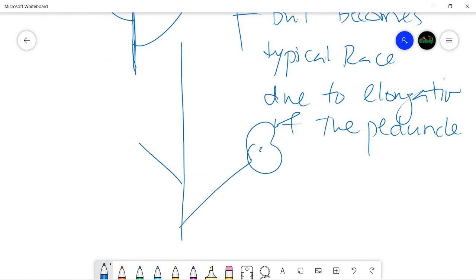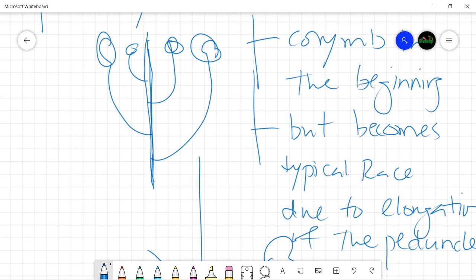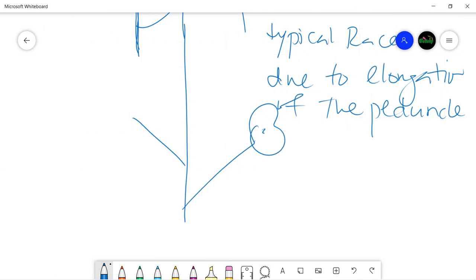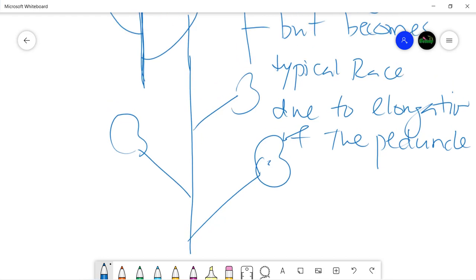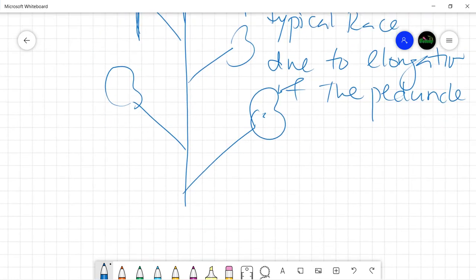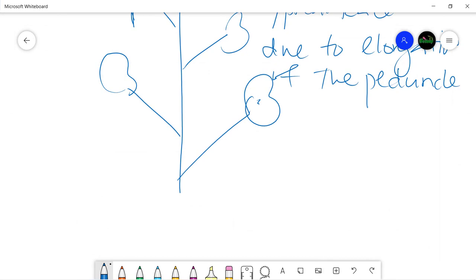Now since the floral axis or the peduncle has elongated, the flowers don't lie at the same plane. Now they are separated and the inflorescence has turned into a raceme, a typical raceme. So this was corymb in the beginning, but later on it becomes typical raceme due to the elongation of the floral axis or the peduncle. So this was the discussion of the inflorescence.